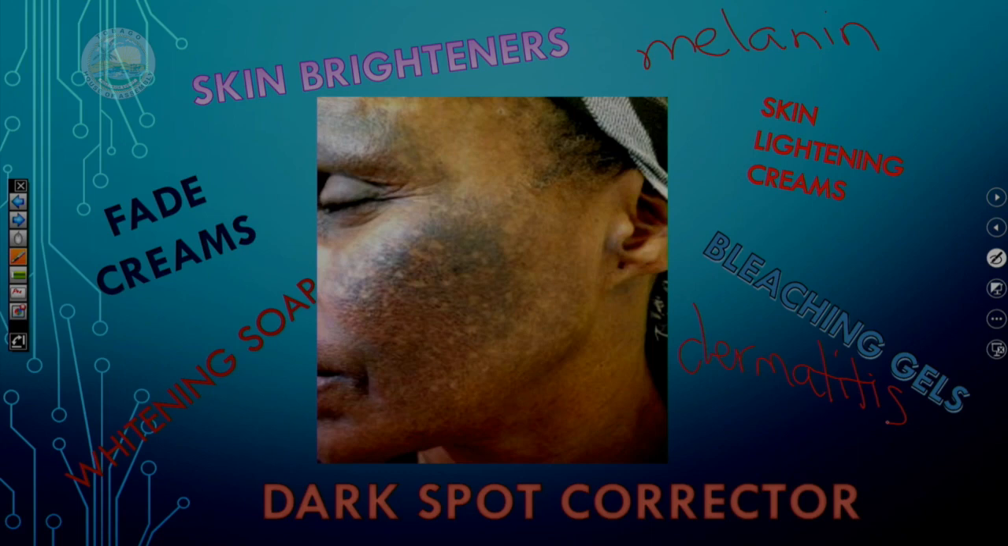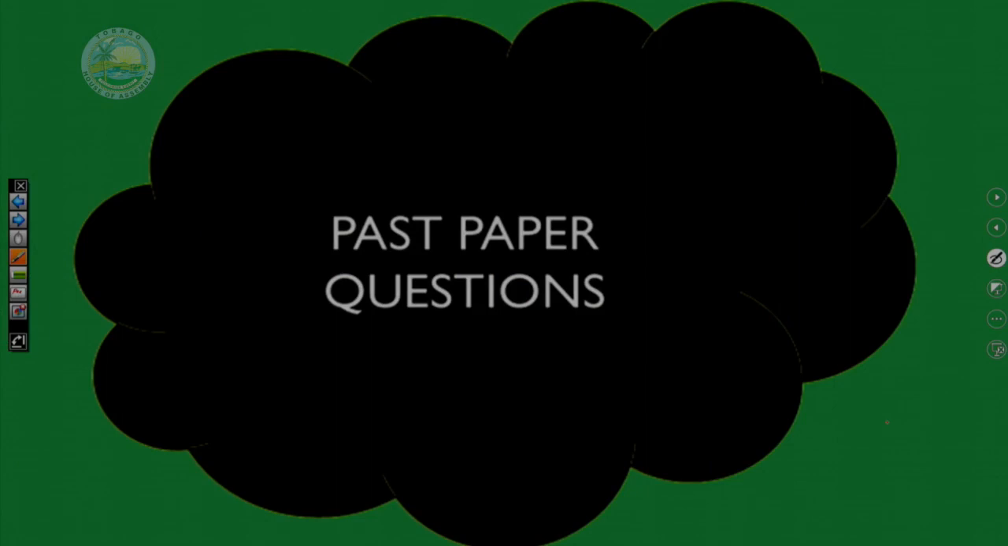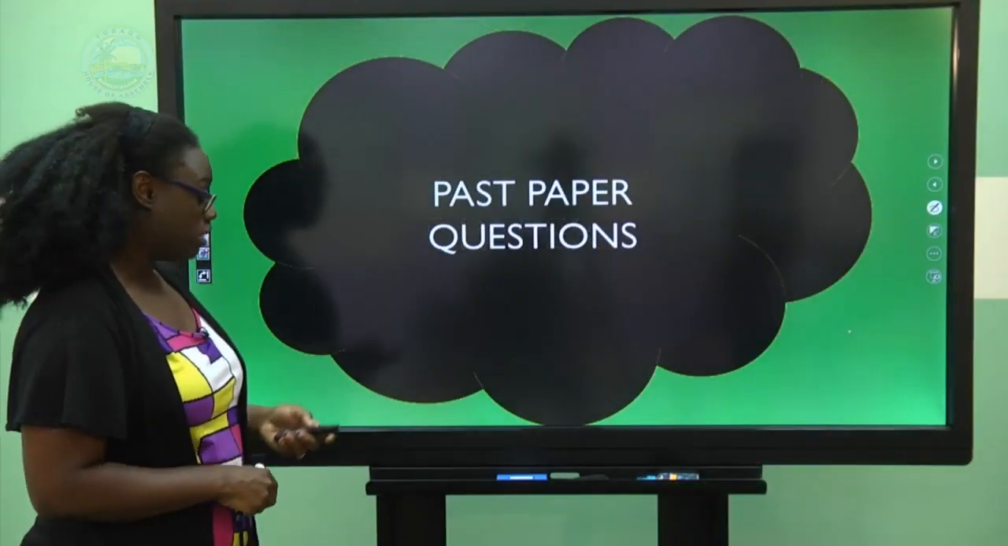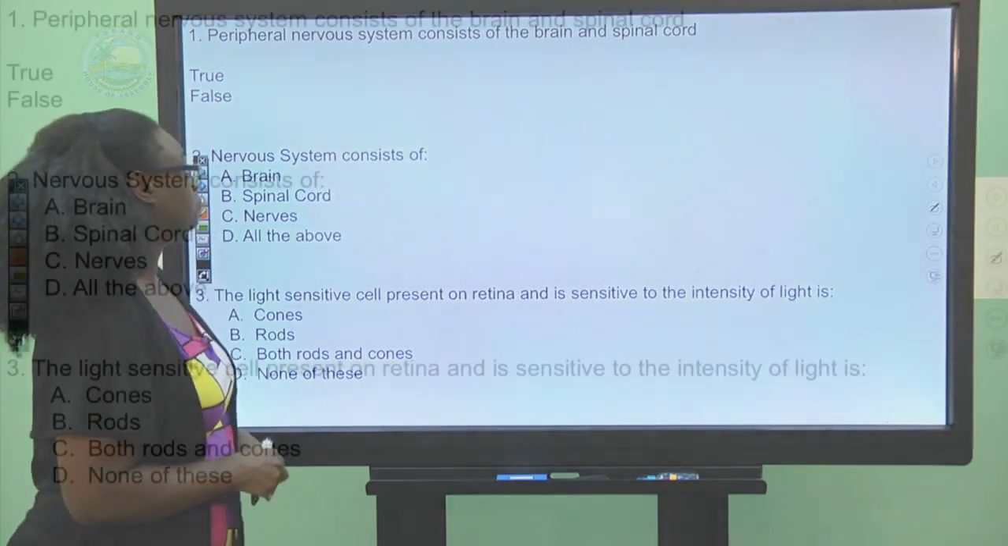So let us look quickly at some past paper questions to wrap up everything that we did today, because we did quite a lot. We talked about irritability, reflex actions, normal coordination, nervous control responses. We talked about the eye, and we talked about the skin. So let's go through some past paper questions really quickly.